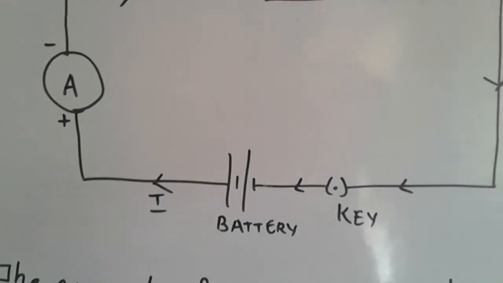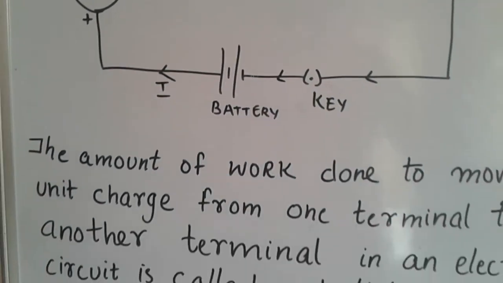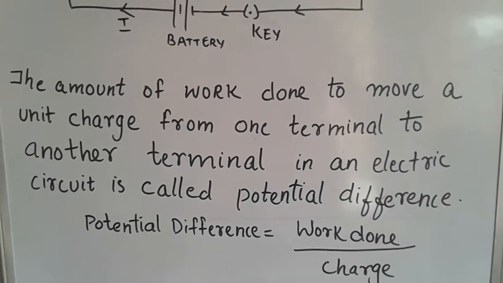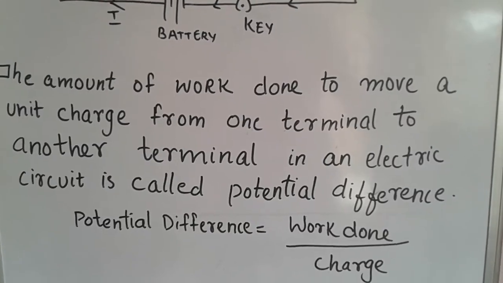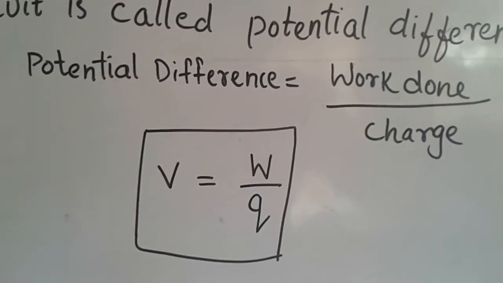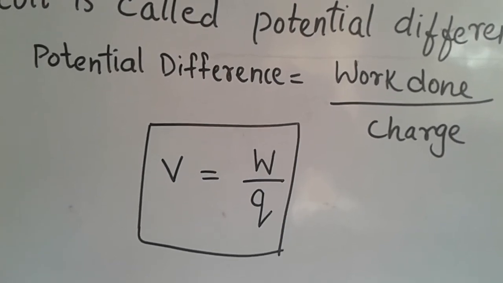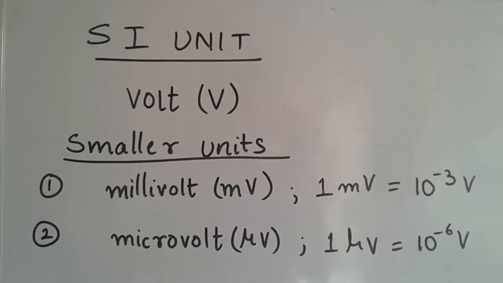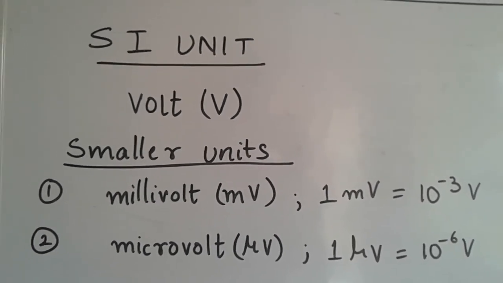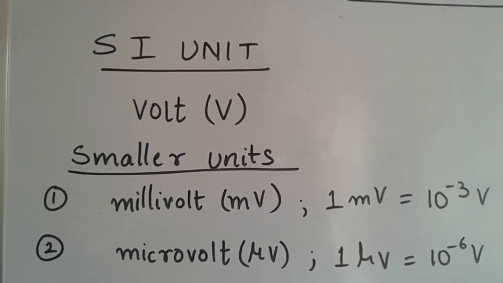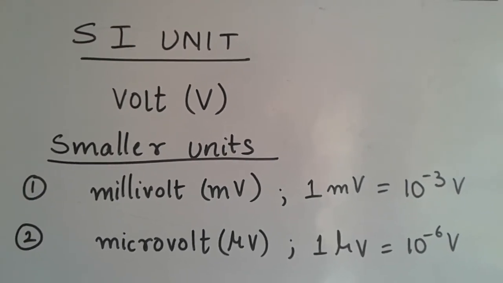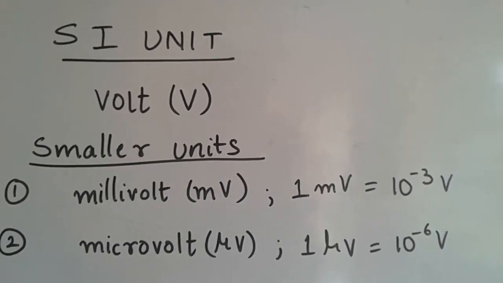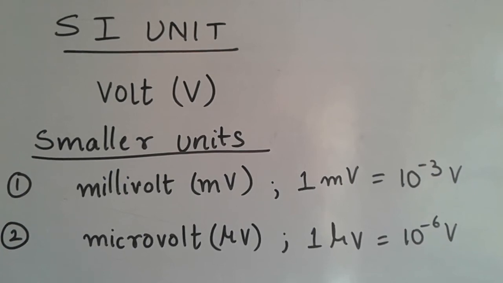And because of it, the definition is written like this: the amount of work done to move unit charge from one terminal to another in an electric circuit is called potential difference. The symbol used for potential difference is V, work done is W, and charge is Q. So V equals W upon Q. The SI unit of potential difference is volt, which is represented by V. The smaller units are millivolt, where 1 millivolt is equal to 10 to the power minus 3 volt, and microvolt, where 1 microvolt is equal to 10 to the power minus 6 volt.